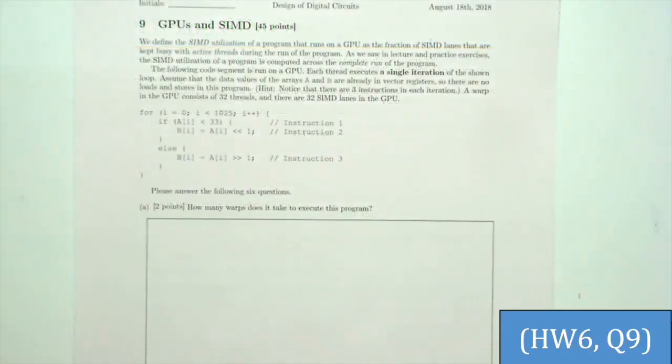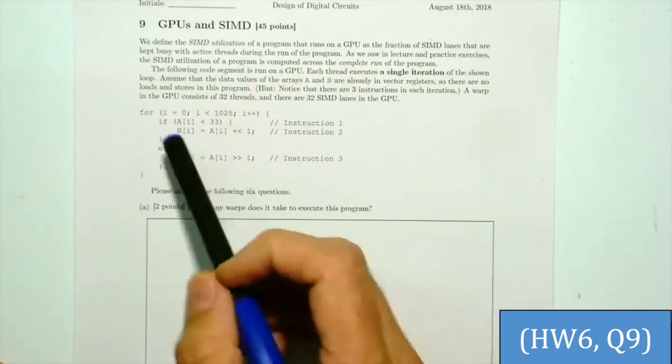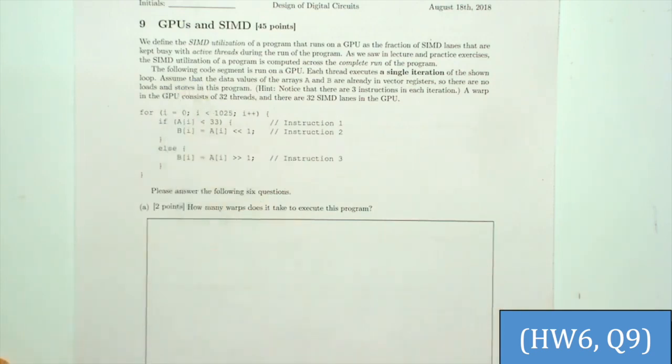We define the SIMD utilization of a program that runs on a GPU as a fraction of SIMD lanes that are kept busy with active threads during the run of the program. As we saw in lecture and practice exercises, the SIMD utilization of a program is computed across the complete run of the program. The following code segment is run on a GPU. Each thread executes a single iteration of the shown loop.